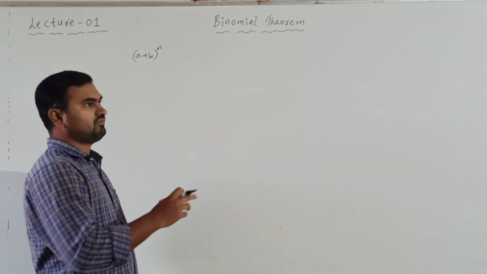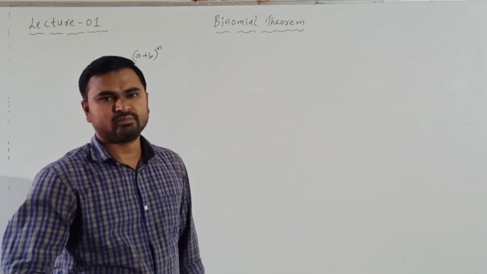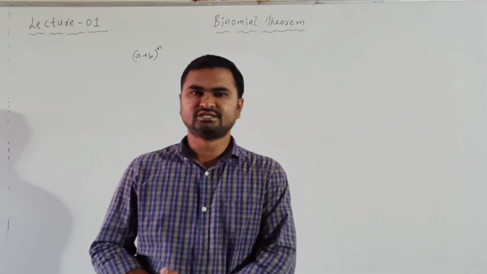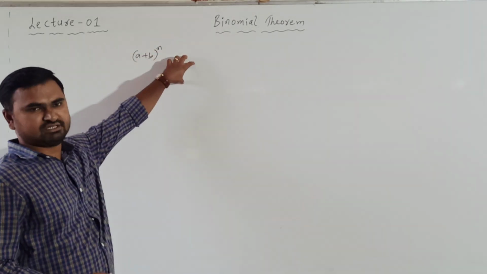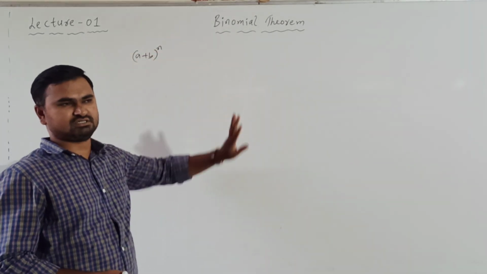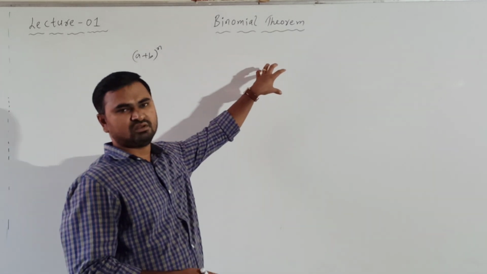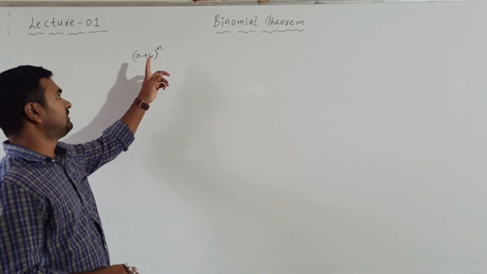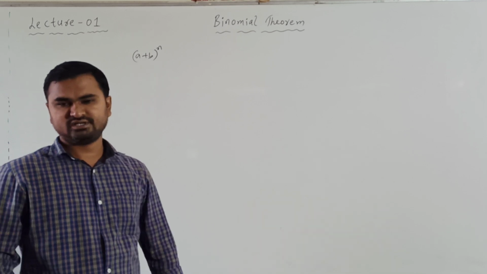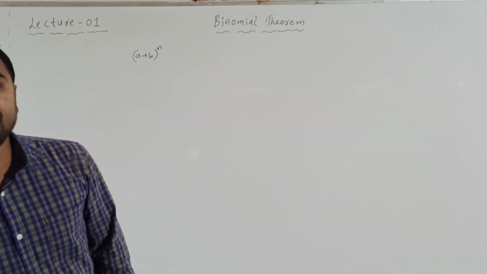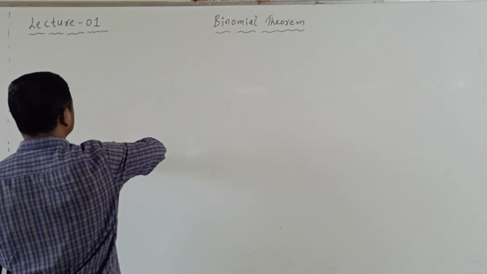But when the power is large, like a plus b whole power 10 or a plus b whole power 50, the expansion will be complex and difficult. So in such cases, we will be using this binomial theorem for the expansion when the power is large. Okay. So here for binomial theorem, first we will discuss whenever the power is an integer. So let us take the power n as a positive integer.